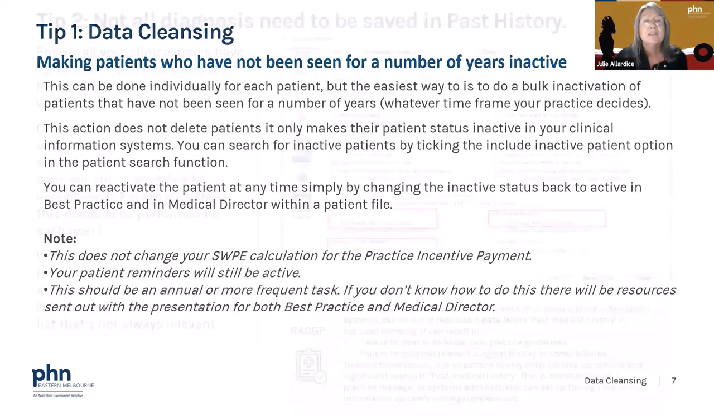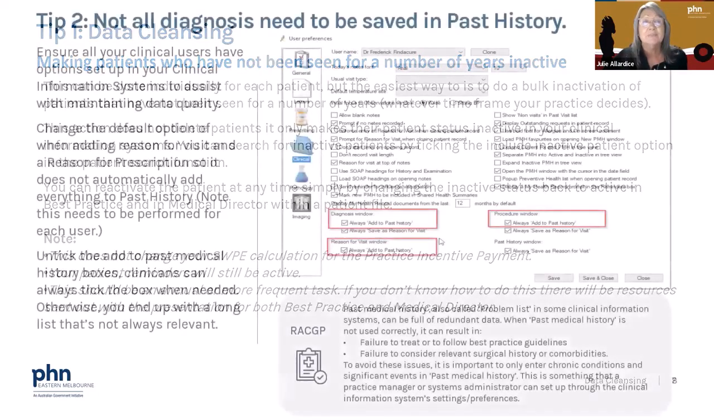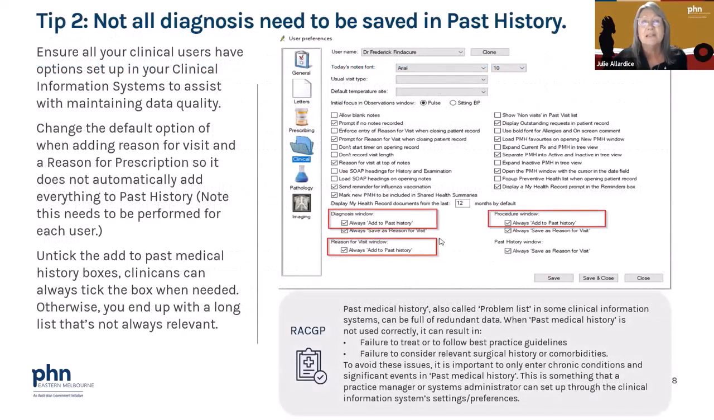Not all diagnoses need to be saved in past history. Have a concise past history list in your patient's files to avoid having redundant data. When past medical history is not used correctly, it can result in failure to treat or follow best practice guidelines and failure to consider relevant surgical history or comorbidities. To avoid this issue, it is important to only enter chronic conditions and significant events in the past medical history.